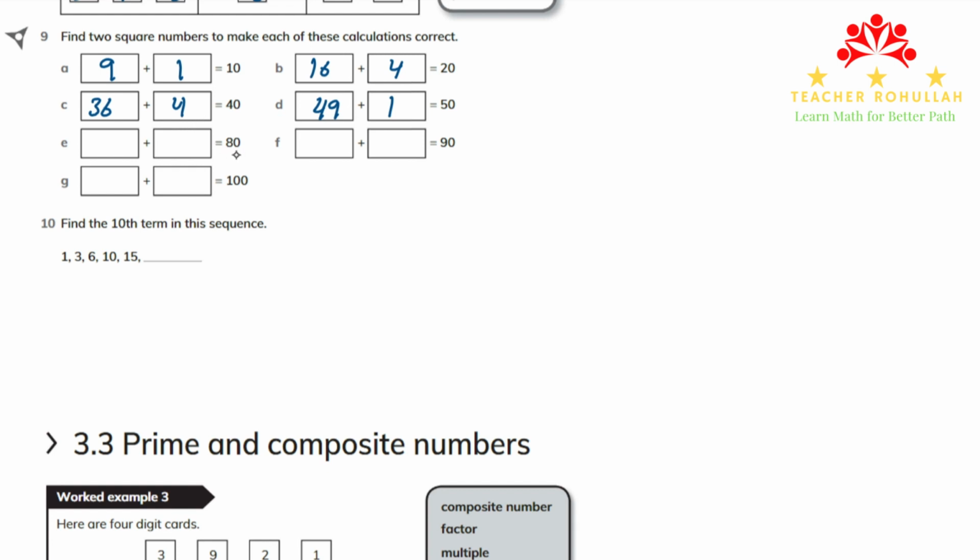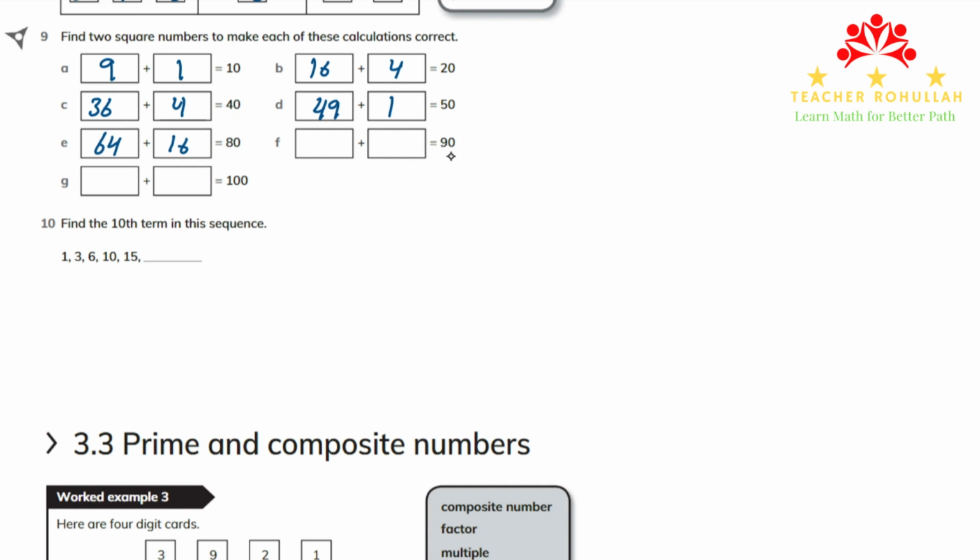In part E, we have the sum of 80. Which 2 square numbers can give us 80? So we know the square numbers close to 80 is 81, which is more than 80, and we have 64 also. 64 plus 16 is giving us 80. 64 is a square number, and at the same time, 16 is also a square number.